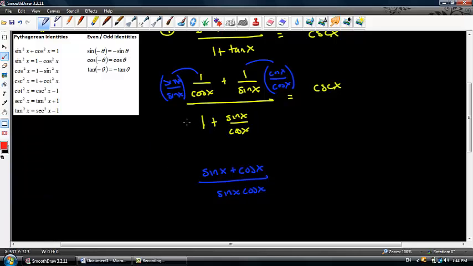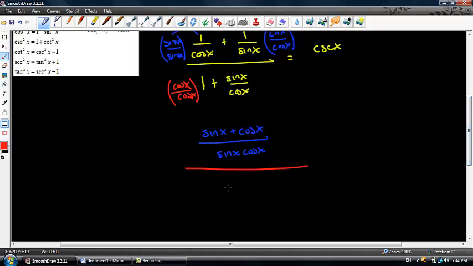My common denominator here is cosine x. Right? So 1 just needs a cosine x up top and bottom. So what I should get is cosine x plus sine x over cosine x. Right? Common denominator here, this is really 1 over 1 gets multiplied in, cosine x plus sine x over common denominator cosine x. And let's not forget all that equals cosecant x.